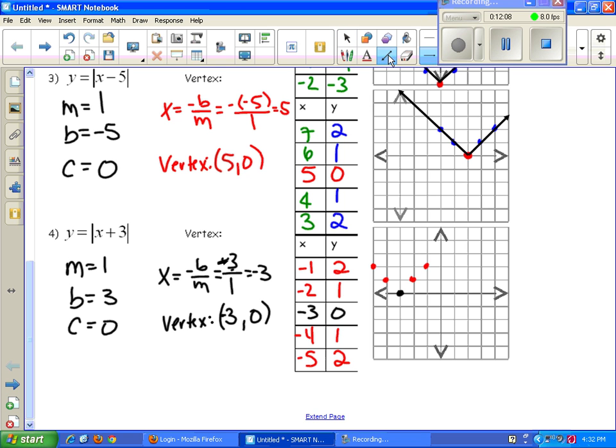So then again, I would take my ruler and connect the points, and that gives me my V shape. And of course, if I did not get that V shape, then again, I would say, did I do my vertex wrong, or did I plug in any of my points wrong? All right, so let's go to the back side.